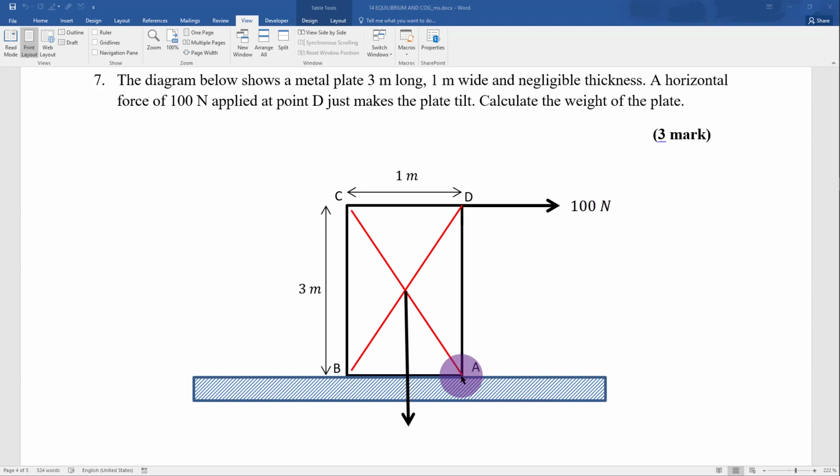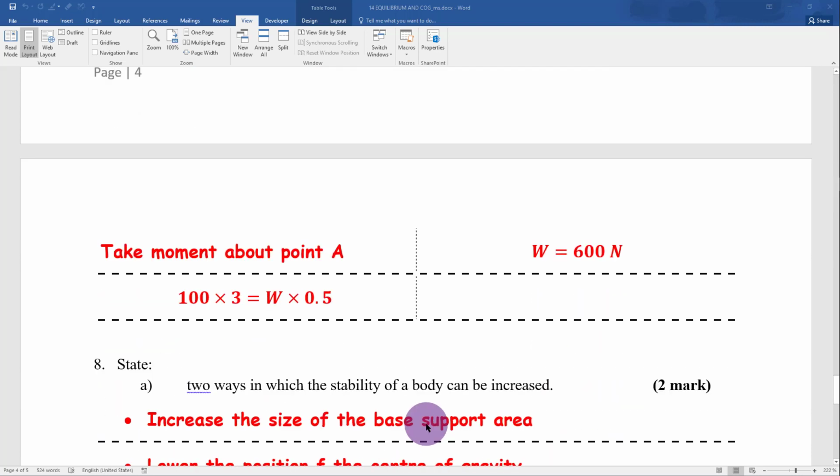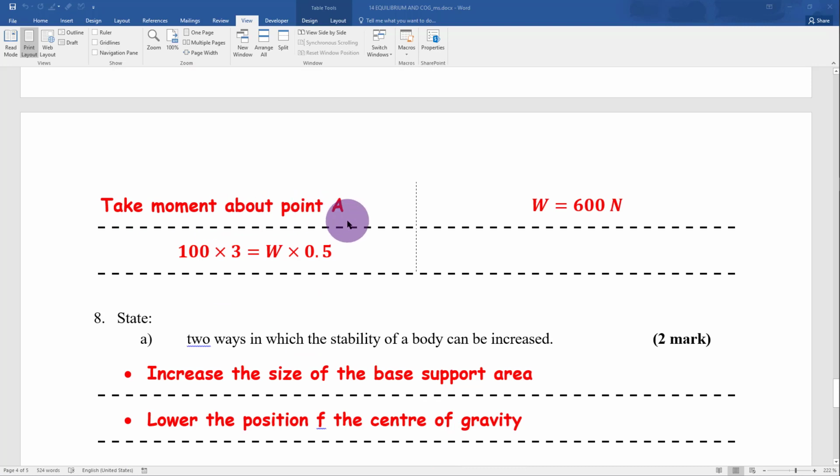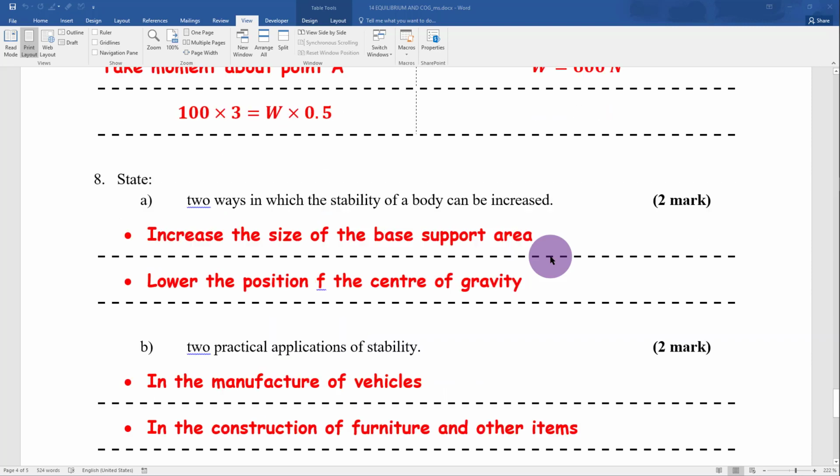So again, we are going to take moments about point A because it's going to turn about point A. The moment due to 100 Newton force will be 100 times this perpendicular distance, which is 3 meters. And the moment due to the weight will be this distance here, which is 0.5 times the weight. And when we do that, when we take moments about point A, we are going to find that the weight of the lamina is 600 newtons. That is for question 7. Let's go to question 8.